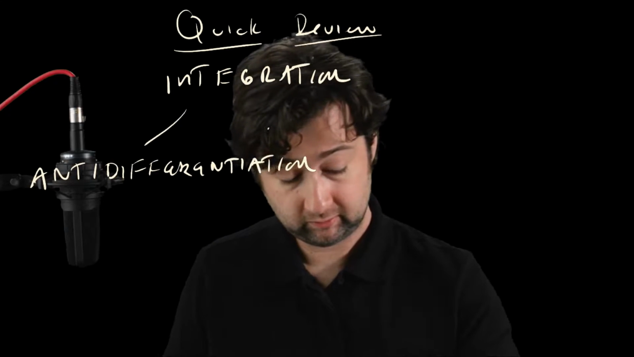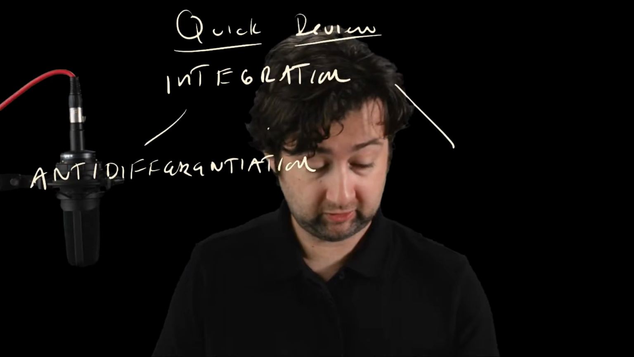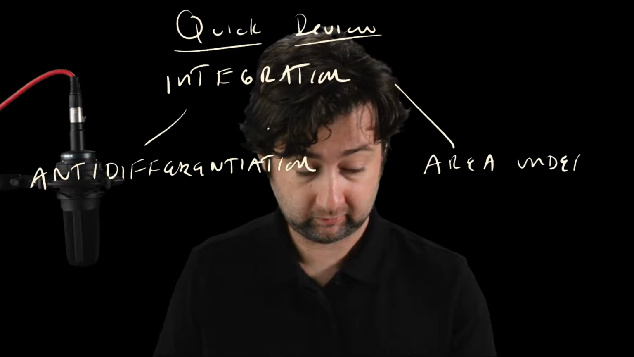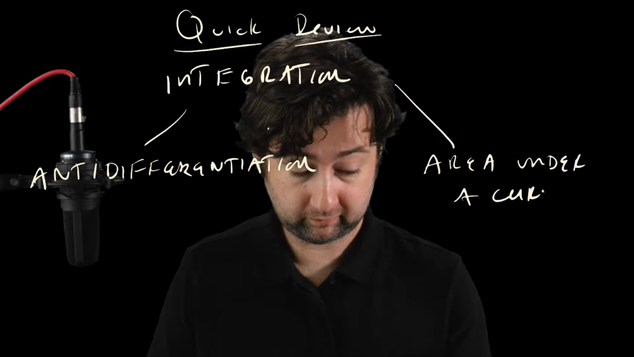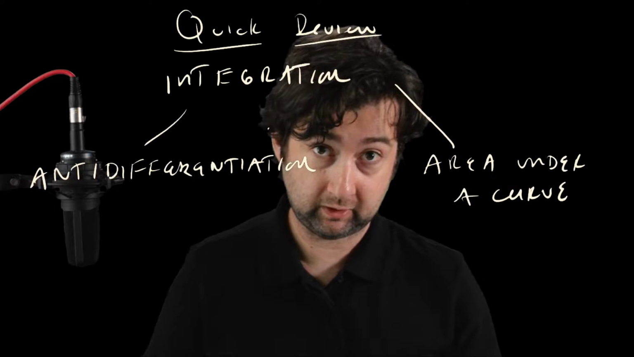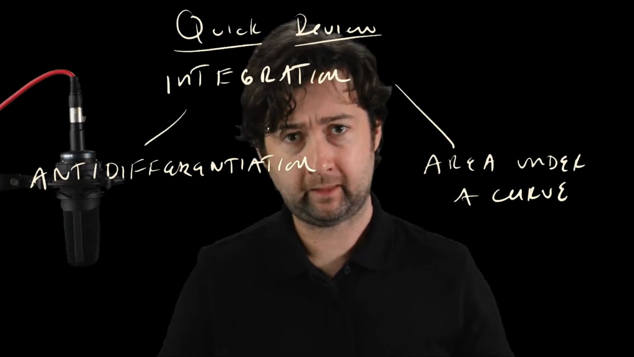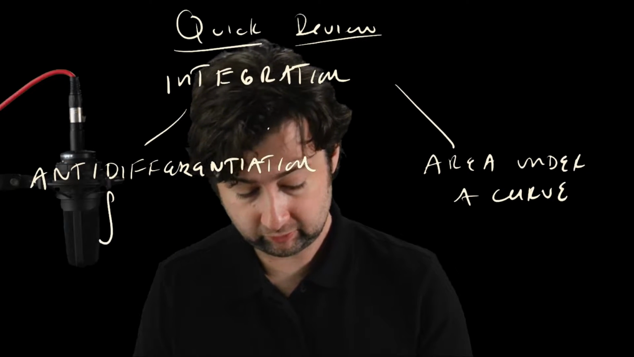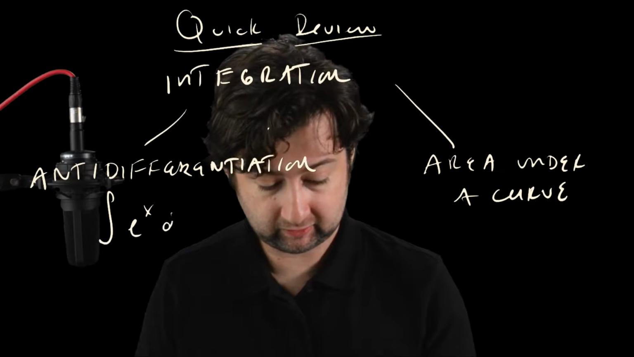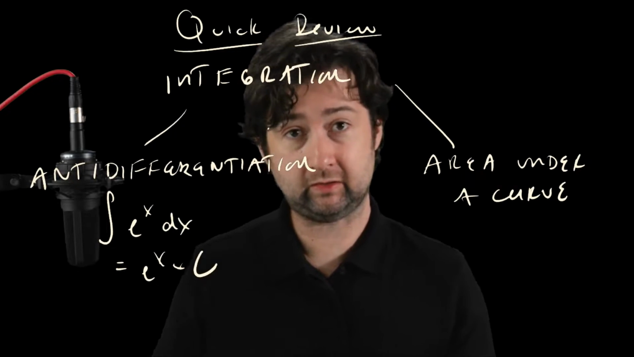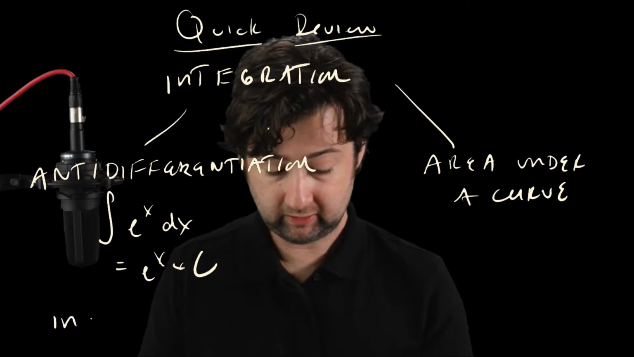On the other hand, by integration, we mean the area under a curve. And really, when I say area under a curve, I mean signed area under a curve. So these two problems, when you saw them in your introduction to integration, would have looked on the one hand like the integral of e to the x dx is equal to e to the x plus c. This is a type of integration called indefinite.